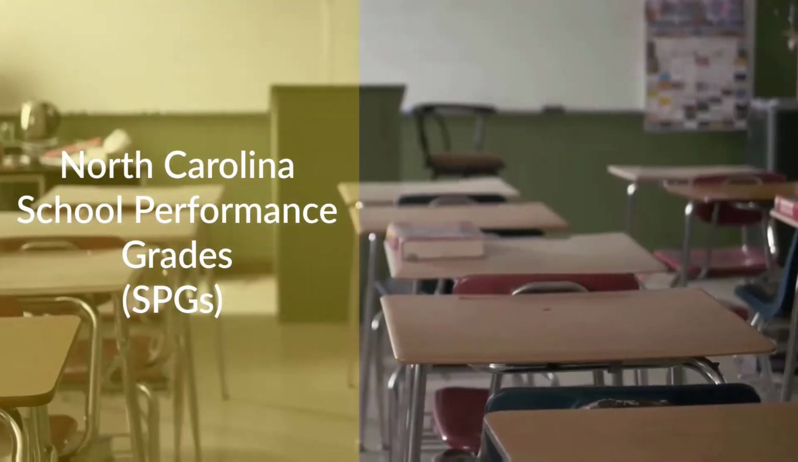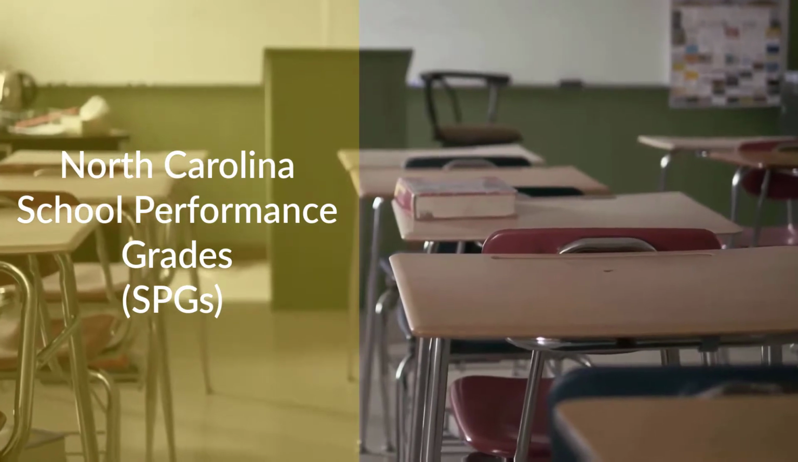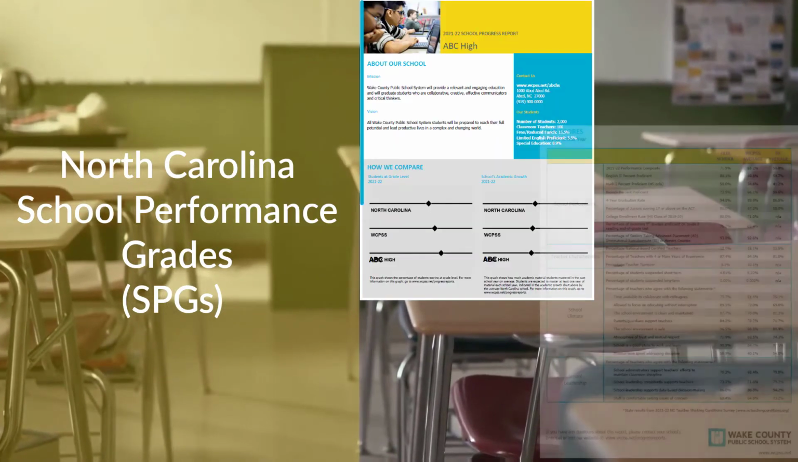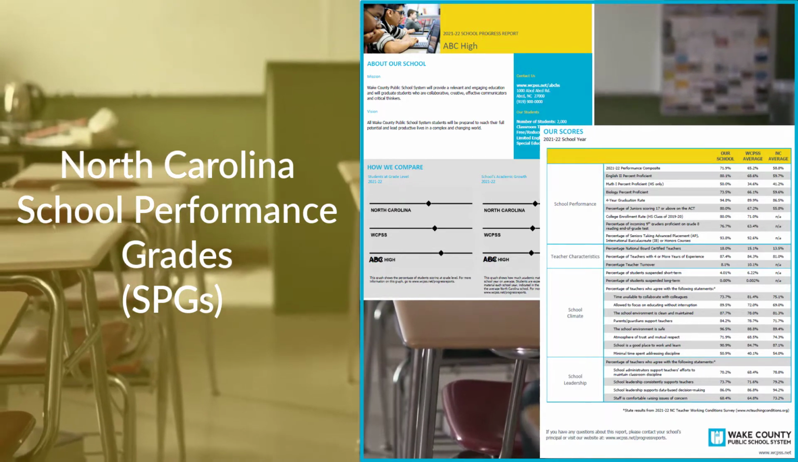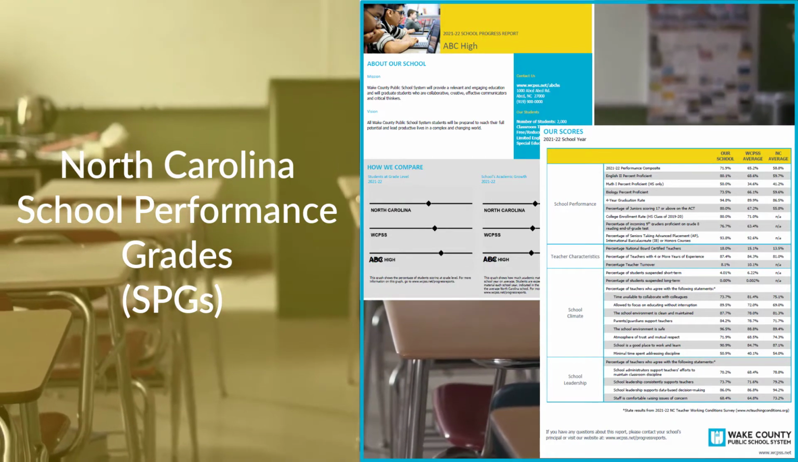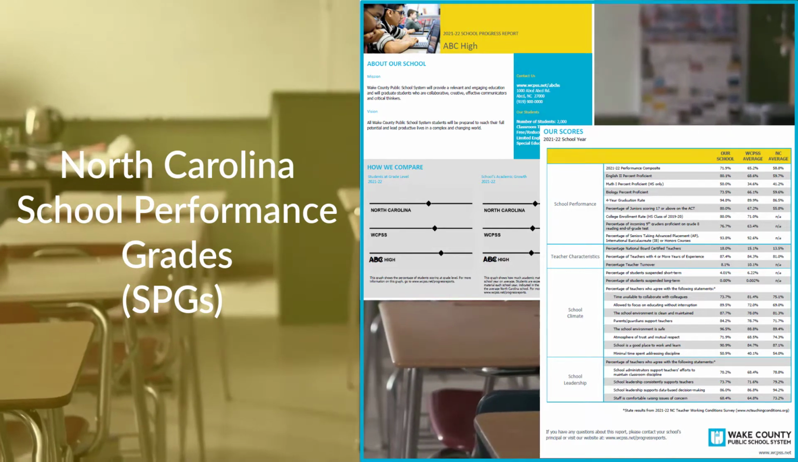The SPG is one way to classify schools. This should only be a starting point for understanding what is happening in a school. The Wake County School Progress Report is another way to understand how schools are doing compared to other schools. This report includes other measures such as survey data, demographic data, and teacher qualifications.